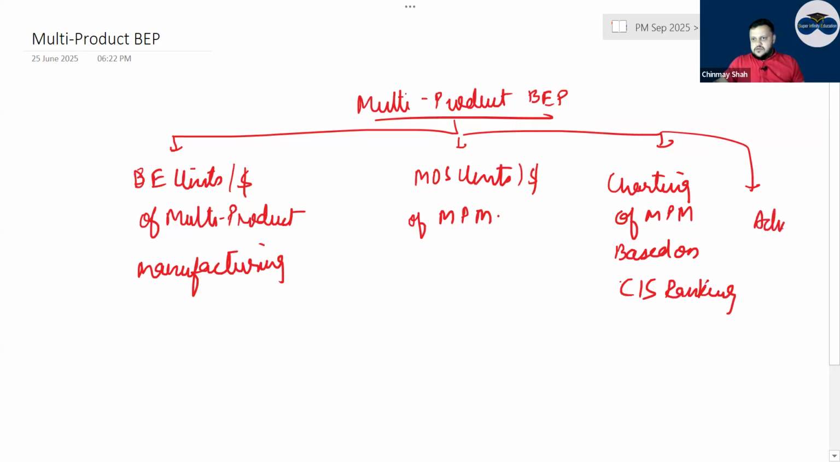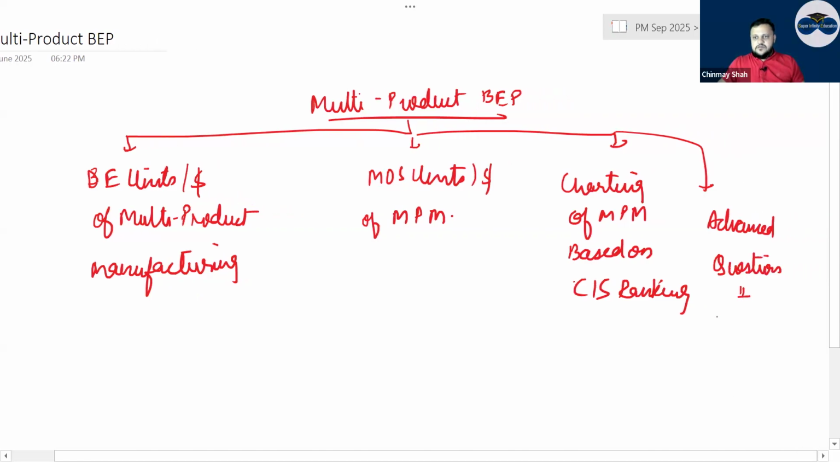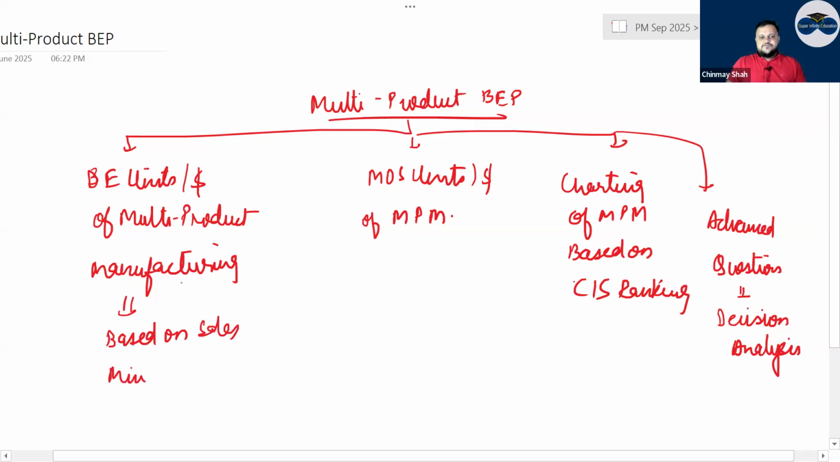And last, the advanced question. Advanced questions are generally based on decision analysis. We'll do this as well. Okay. So these are the 4 types that we have to do. Here, it is generally based on the sales mix given in the question.